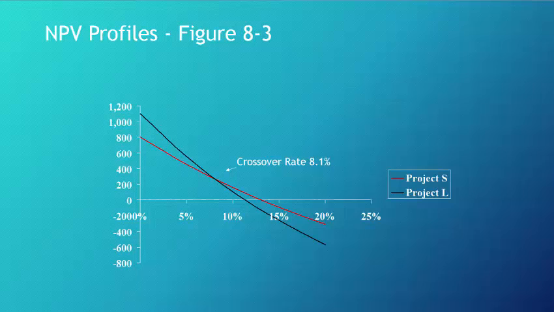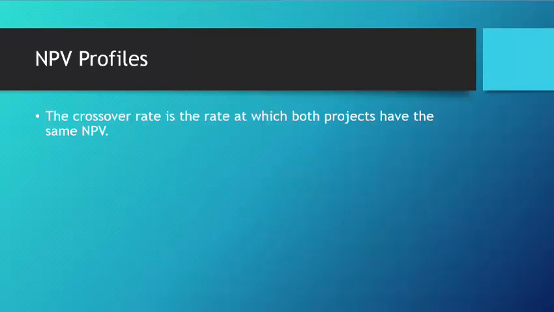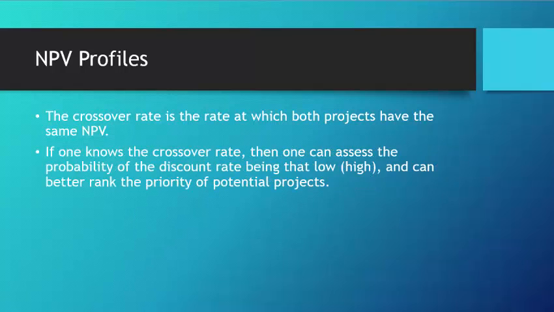The way we use this NPV profile then is we say, what is the probability that my discount rate is on whichever side of that crossover rate that I need to be on? And therefore I really need to figure out where my crossover rate is. So the crossover rate's the rate at which both projects have the exact same net present value. If one knows the crossover rate, then one can assess the probability of the discount rate being that low or high and can better rank the priorities of potential projects.